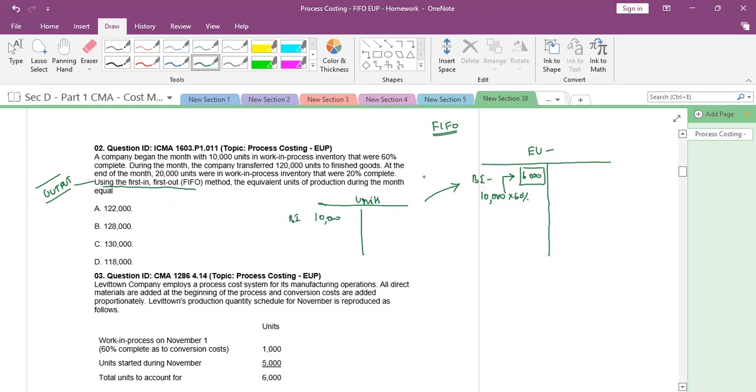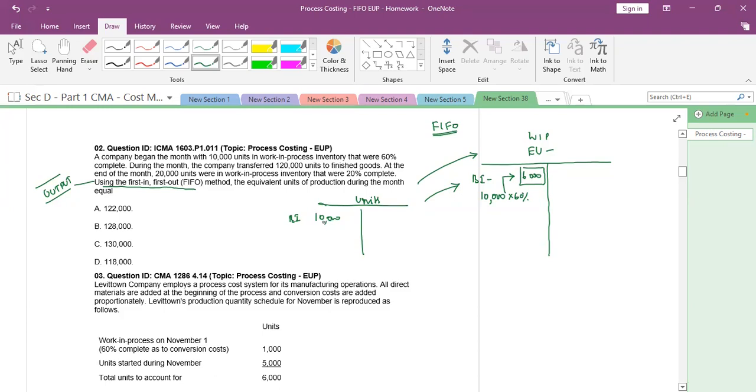Always before doing work in process for equivalent units, here nothing is mentioned, whether it is material or the conversion cost. So we are following the question itself. So he has also not mentioned anything. Okay, so physical units 10,000 here.